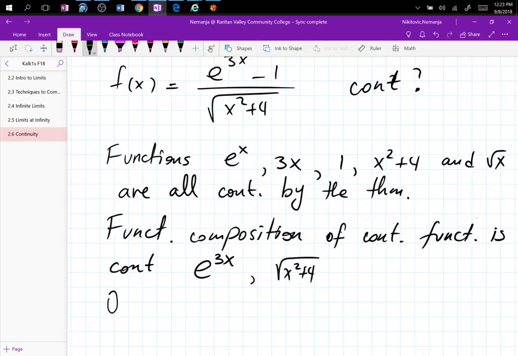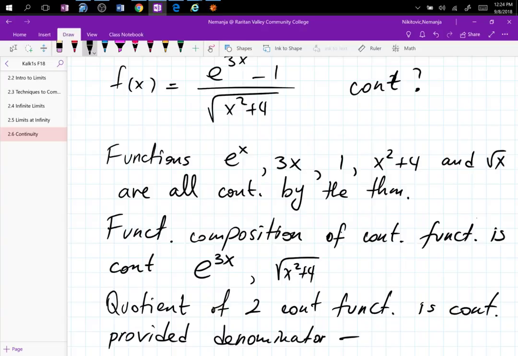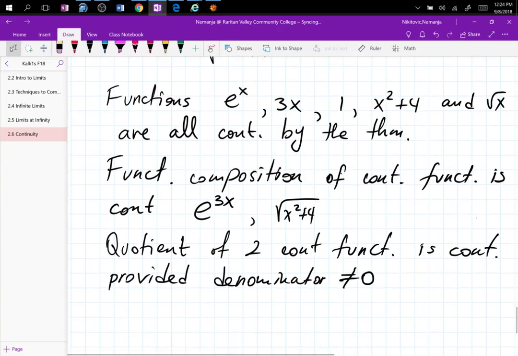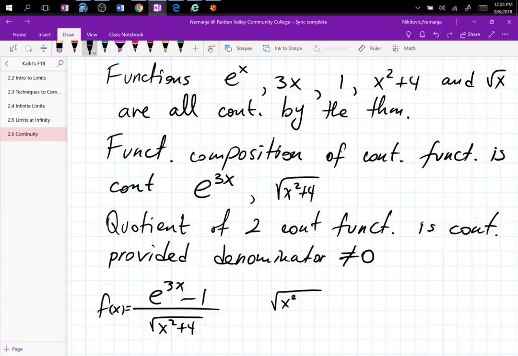Now, a quotient of two continuous functions is continuous provided the denominator is not equal to zero. Well, since I have e to the 3x minus 1 over square root of x squared plus 4 as a function, all I need to show is that this cannot be zero.